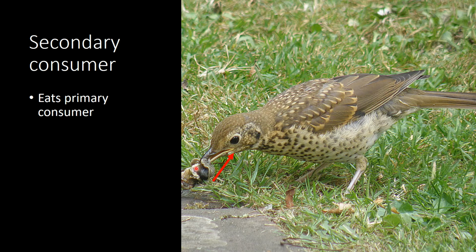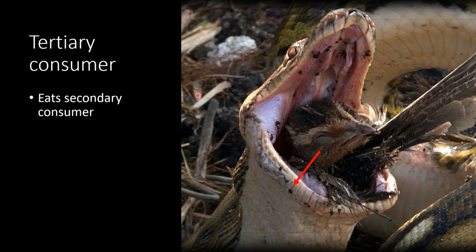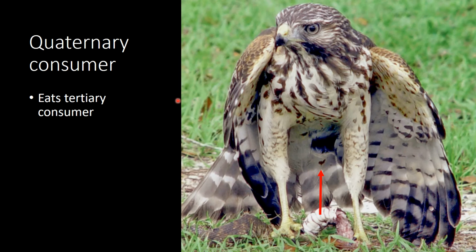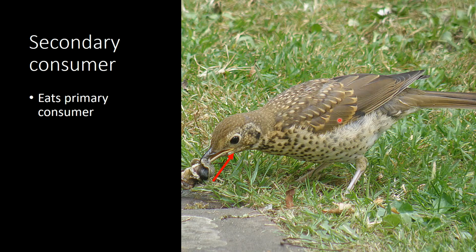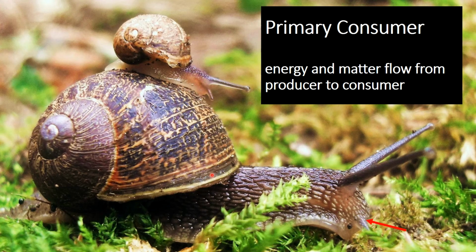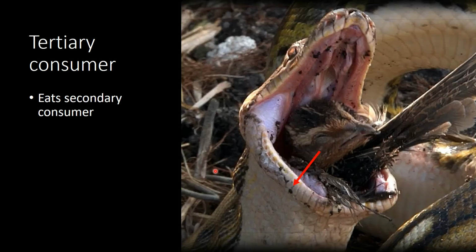Secondary consumer, here's our little snail. This is our primary consumer. It's being eaten by the secondary consumer. A tertiary eats the secondary. So the bird eats the snail, the snake's eating the bird. A quaternary consumer is when we have that thing that ate the tertiary. So our hawk is eating the snake, which you see right here. The snake ate the bird ate the snail, and the snail eats the grass, the plant, the producer.